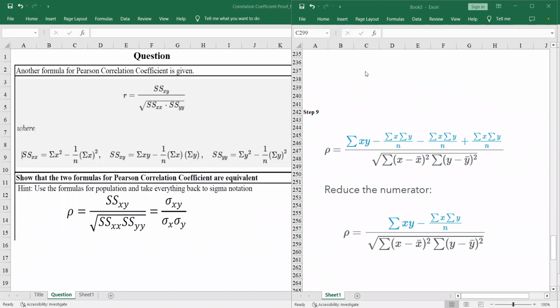After that simplification, we have 3 terms of summation x, summation y, whole divided by n. Some are with a minus sign, and one is with a plus sign. Just cancel these 2 terms out. What we are left with is summation xy minus summation x, summation y over n.